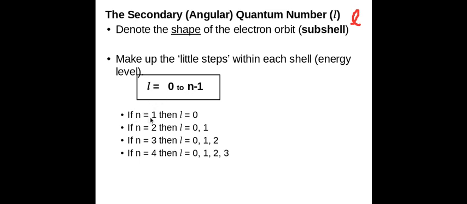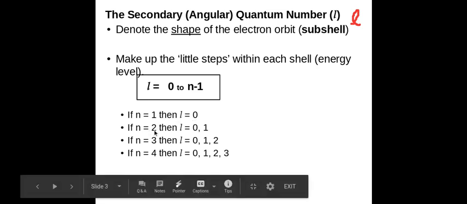So if the electron is on principal quantum number level 1, so if the first quantum number is equal to 1, then its only option within that energy level is 0 for its secondary quantum number. But if there's an electron on energy level 2, it could be in one of 2 places. It could be on this little step here or this little step here. And we were giving these the titles of little step 0 and little step 1. Those are the 2 possible places where that electron could be.